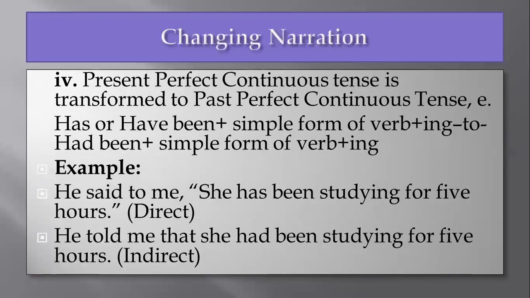Next, present perfect continuous tense is transformed to past perfect continuous tense. That is, has or have been plus simple form of verb plus ing to had been plus simple form of verb plus ing. As for example, see, he said to me, she has been studying for 5 hours. So if this is the direct speech, the indirect speech will be, he told me that she had been studying for 5 hours.